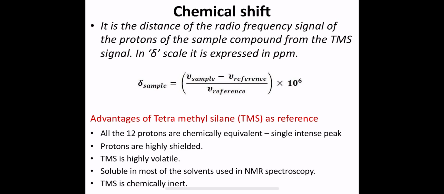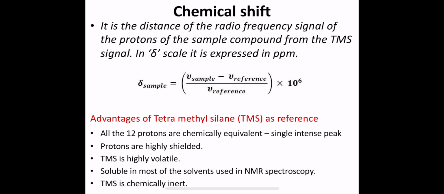And next is chemical shift. The position at which a signal occurs in an NMR spectrum is called the chemical shift. In NMR spectroscopy, a reference compound is mixed with the sample compound. The position of the signal from the sample is determined relative to the signal from the reference compound. Here tetramethylsilane, or TMS, is the most common reference compound, and TMS produces a very distinct signal at a very low frequency.